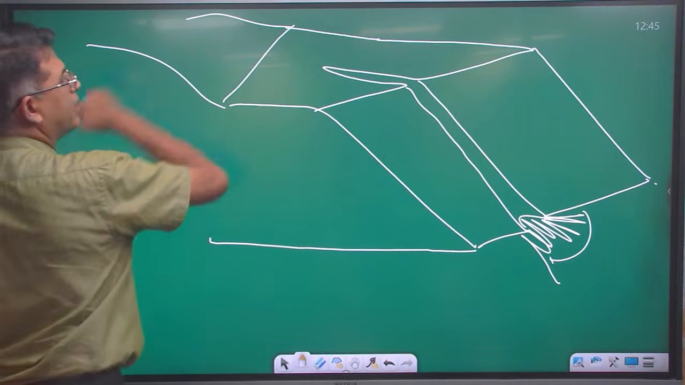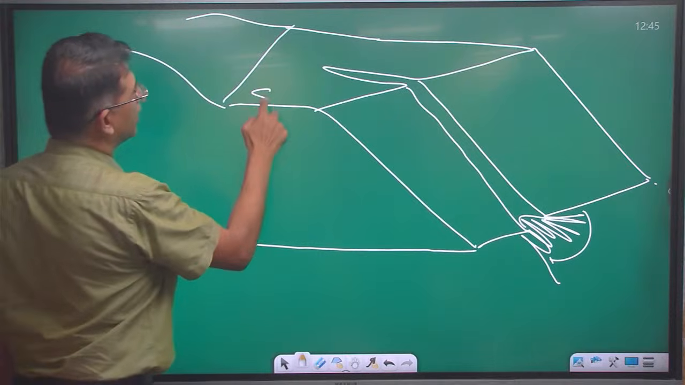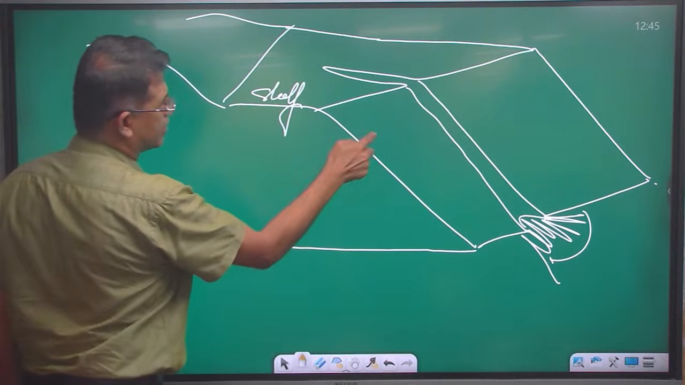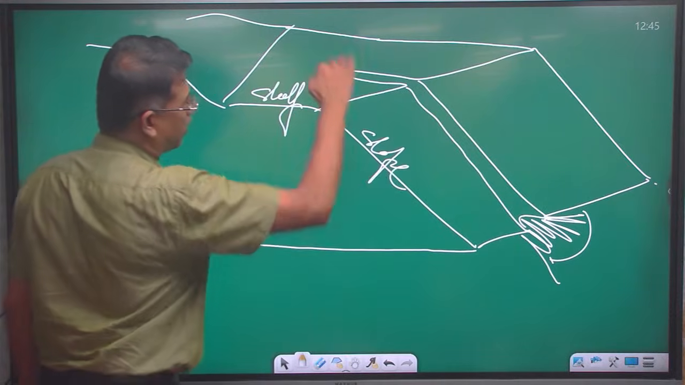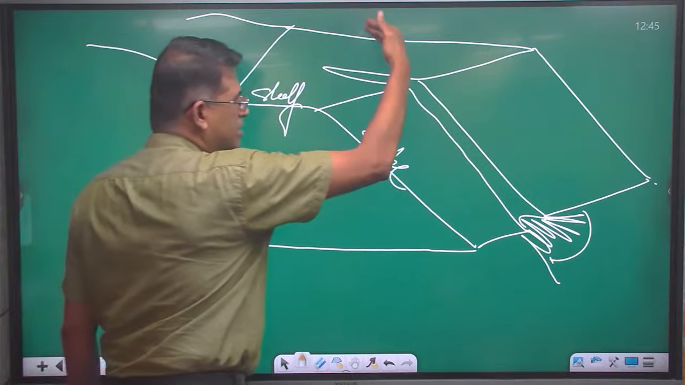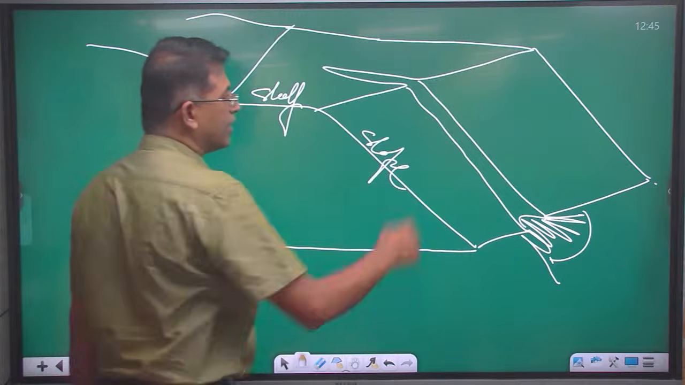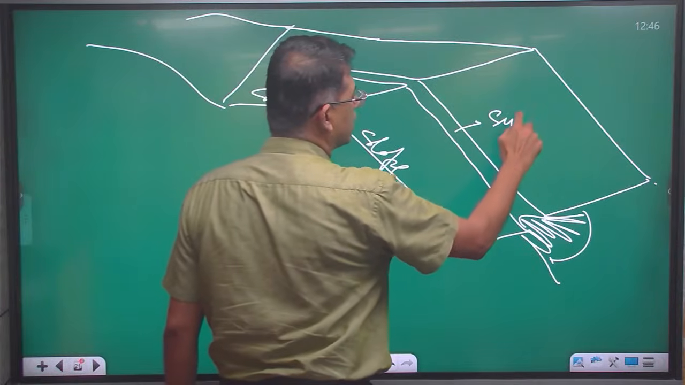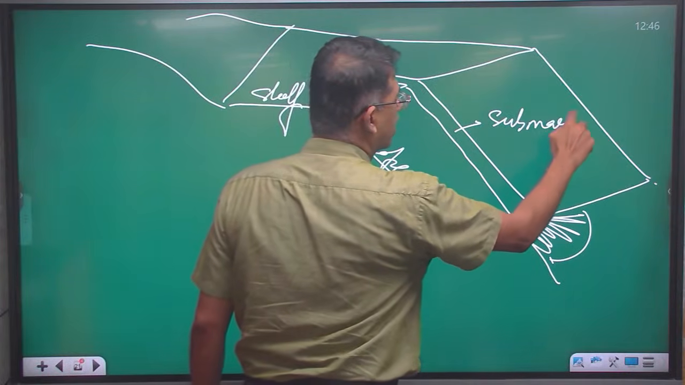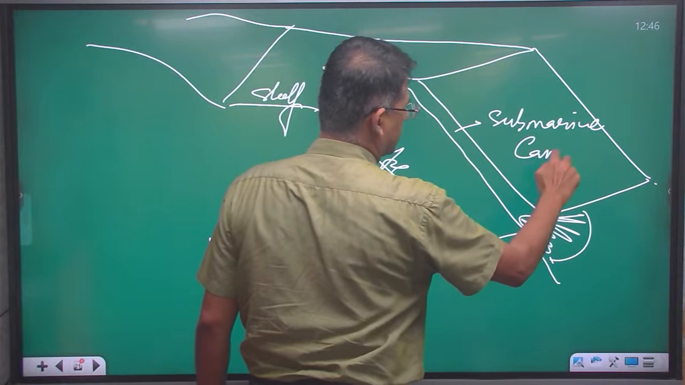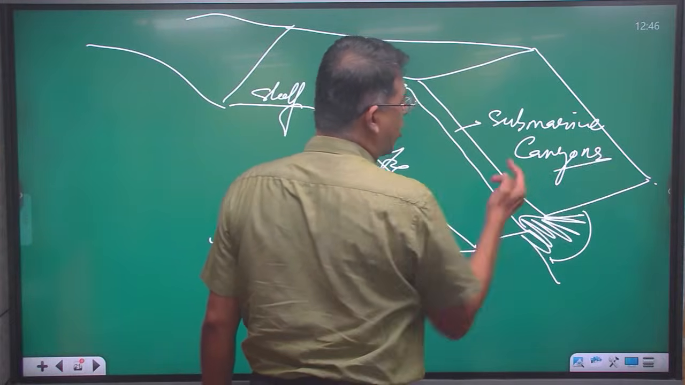Imagine here, this is the shelf, and this is the slope. And when the sediment was falling, it has cut a deep valley here. This is called a submarine canyon. There are many debates about this.